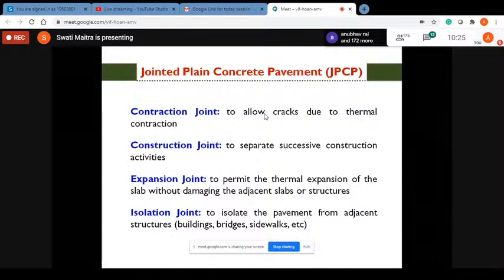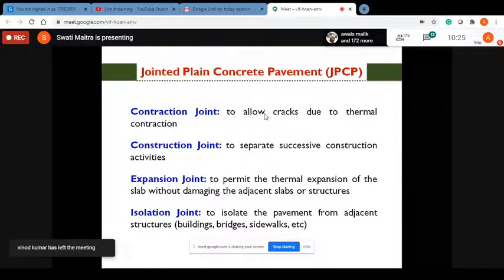Expansion joints are nowadays not common in India. The code doesn't allow for much expansion joint, and expansion joints actually are provided to permit the thermal expansion of the slab without damaging the adjacent slab, so that the slab can expand. But nowadays these contraction or construction joints can take that up, so expansion joints are not very common.